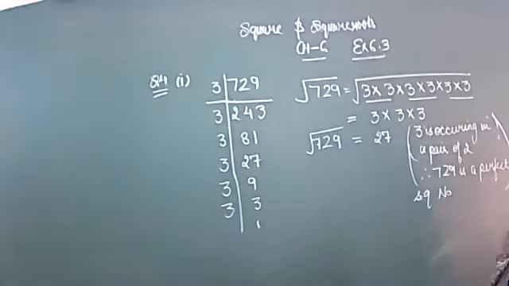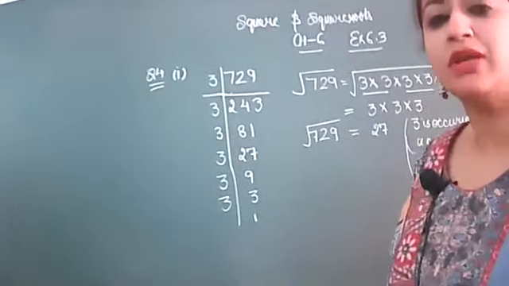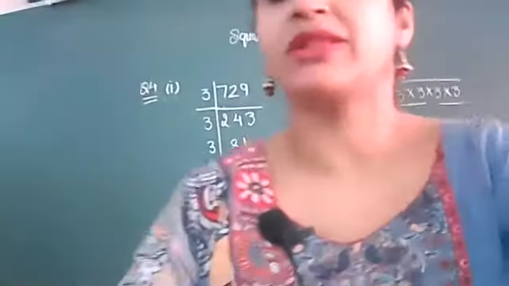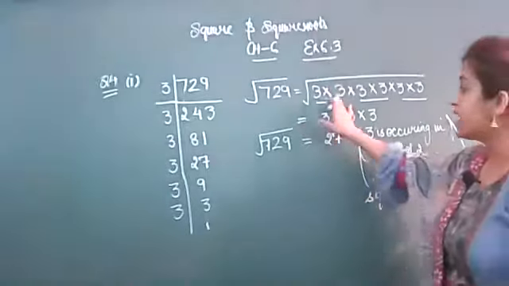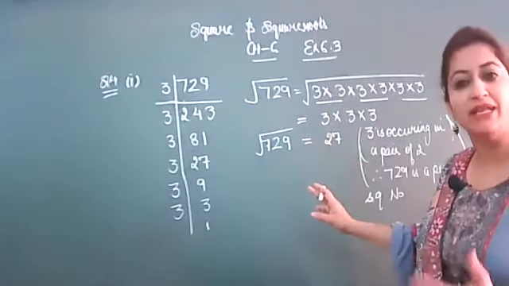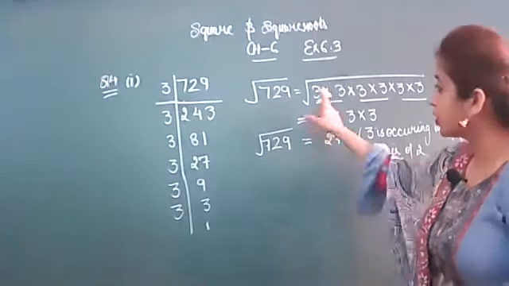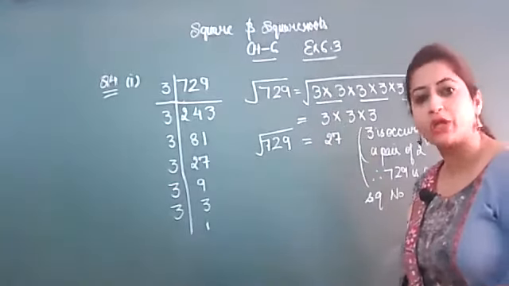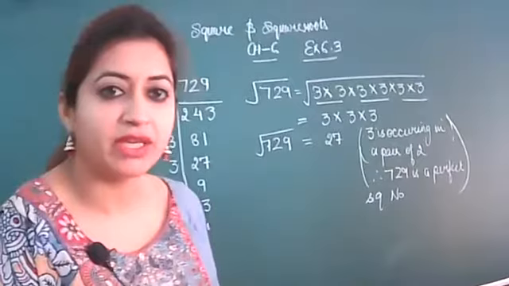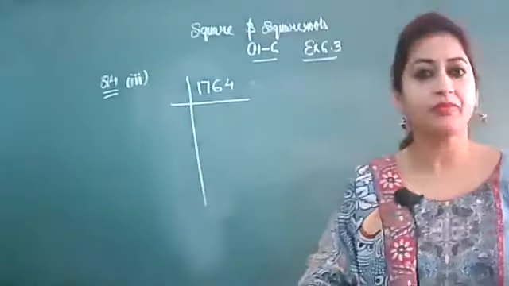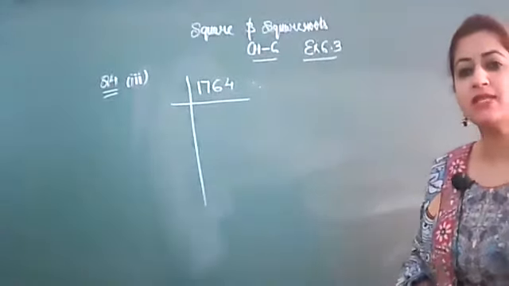Got it, beta? So whenever the numbers are occurring in a pair, then only you can say that the number is a perfect square number. If after making pairs, any digit is left over in the root, that means the number is not a perfect square number. Any doubt, beta? Next part is the third part, beta.